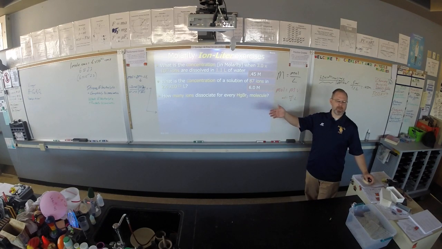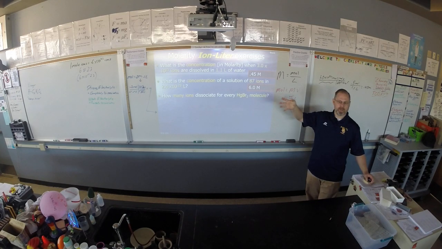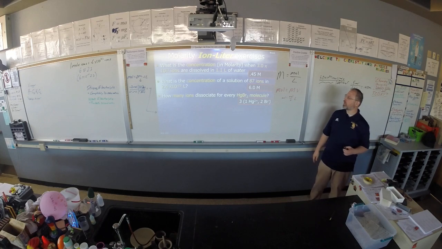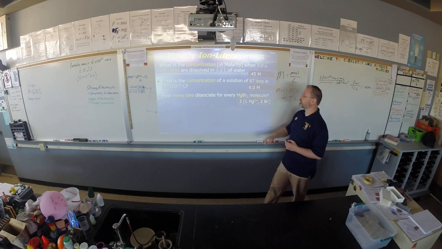How many, the show of fingers, how many total ions do you got? You got 1? You got 2? You got 3? You got 4? I'm seeing a 3, a 3, a 2, a 3, a 3, a 3. Mostly 3s. Okay, yeah, there's 3. So there's 1 mercury 2 plus and 2 bromines.